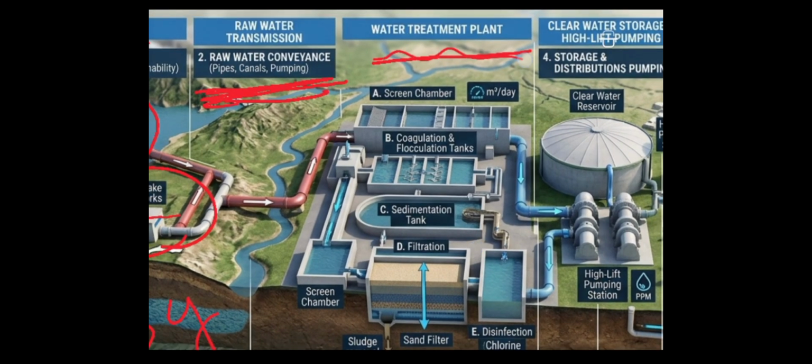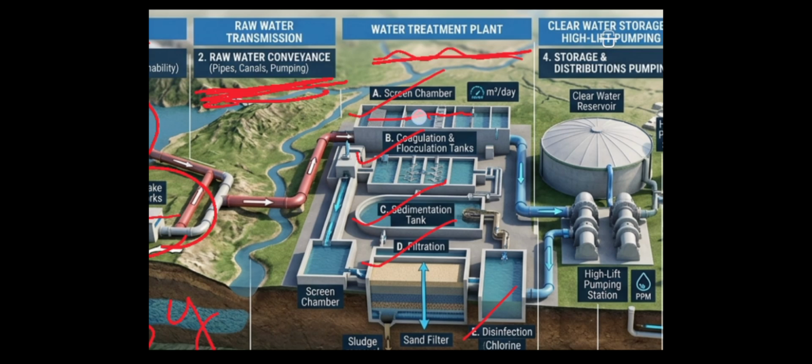In the water treatment plant, we have many steps. If we break down the water treatment plant into a number of stages, we have screening, aeration, then coagulation, flocculation, and then sedimentation, then filtration, and then disinfection. These are the 6 steps in the water treatment plant.